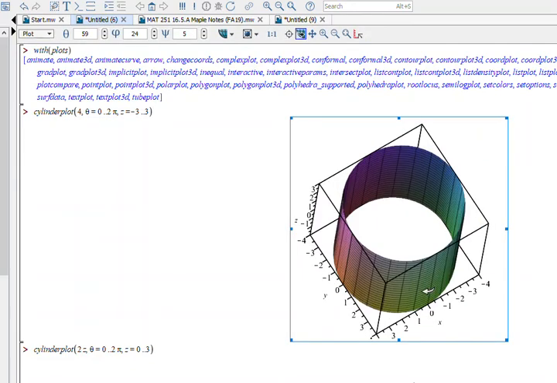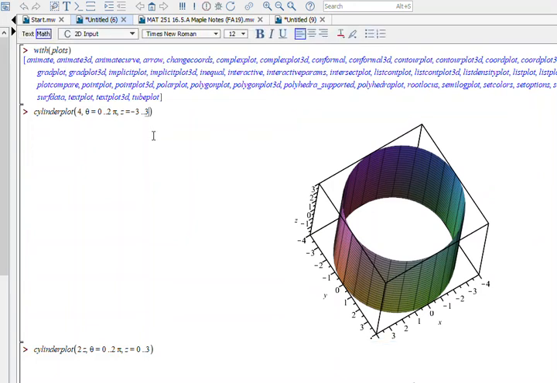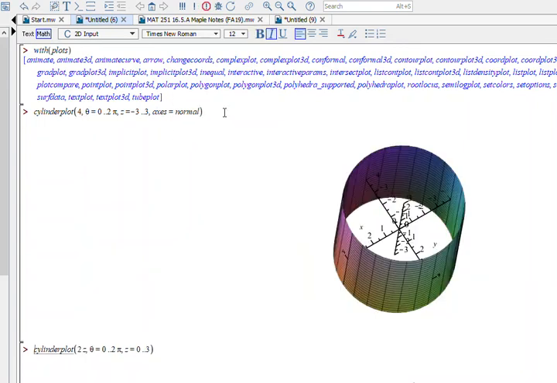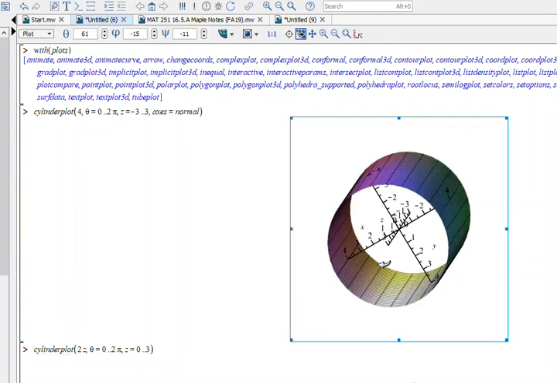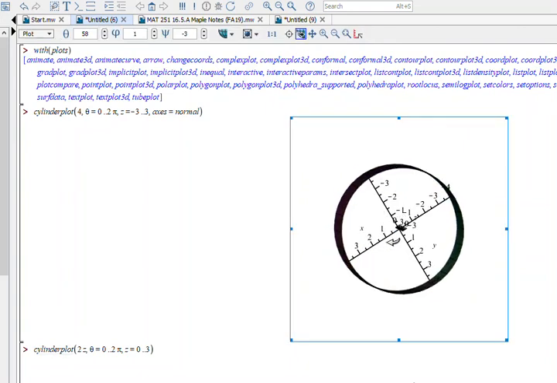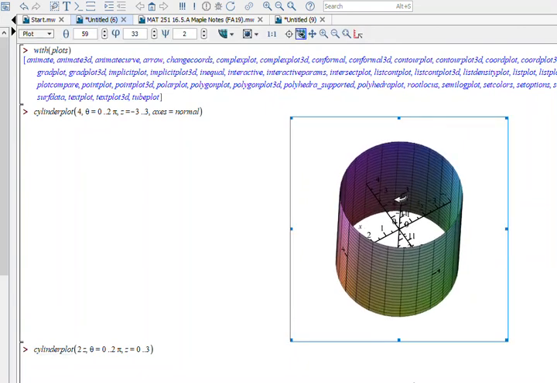If I look kind of down from on top, I guess I could change this to normal axes. Oh, only one L though. There we go. You can see that cylinder does have a radius of 4 if I look at the top down.